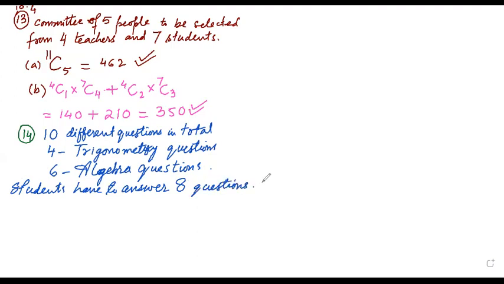Okay. Now, what is the condition? In part A, we have no restriction. So, eight questions every student has to give as an answer. So, eight out of what? Out of total. So, that will be 10C8. The answer by using calculator comes out to be 45.